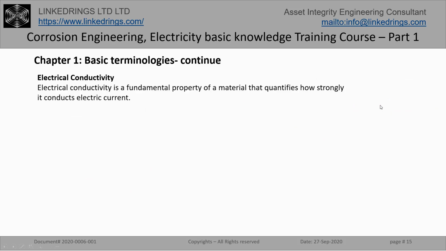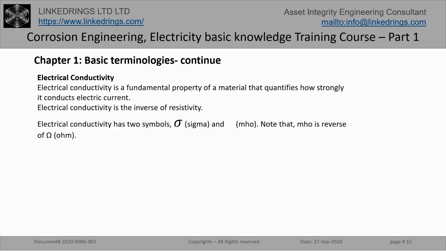Electrical conductivity. Electrical conductivity is a fundamental property of a material that quantifies how strongly it conducts electrical current. Electrical conductivity, yes, you're right, is the inverse of resistivity. Electrical conductivity has two symbols, sigma and mho. Mho is the reverse of ohm. Ohm is OHM, mho is MHO, and the shape is reversed.